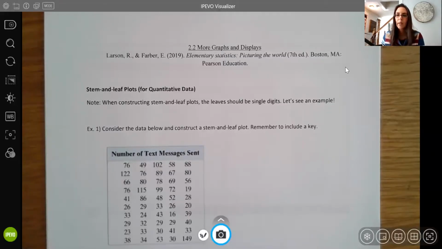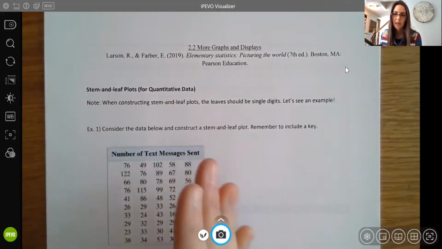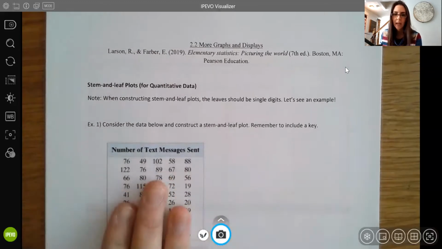In section 2.2, we're going to study more graphs and different ways that we can display data. Another way that we can display quantitative data is with a stem and leaf plot. What happens is we have the stem be the left side of the graph or chart, and the right side is what we call the leaves. Those are like the ending digits in each data point.